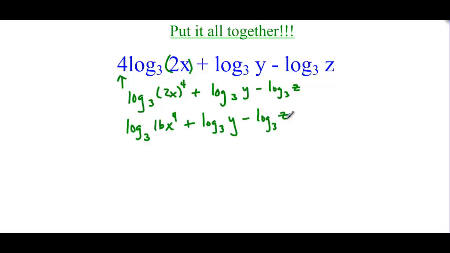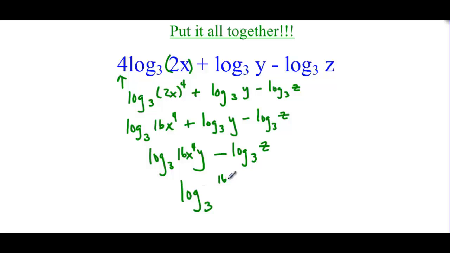Now I have an equation with addition and subtraction. When that's all that's left, PEMDAS says we move left to right. So the first thing I see is an addition sign, which means to condense that, I'm going to multiply these together. So 16x to the 4th times y is just 16x to the 4th y. And then I'm going to rewrite what's left, minus log base 3 of z. Now I'm subtracting two logs, which means I take the first as my numerator, the second as my denominator. So I get log base 3 of 16x to the 4th y all over z. I've gotten it down to one single log, so that's when I know I'm finished.